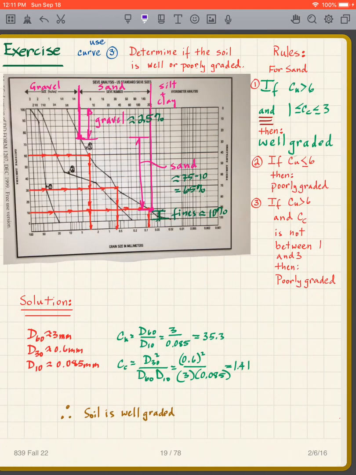Okay, well, this one we read off approximately 3 millimeters. This one we read off approximately 0.6 millimeters, and this one approximately 0.085 millimeters. And plugging those values into Cu, I get 35.3. For Cc, I get 1.41. And what do we find? That Cu is indeed greater than 6. And the Cc is 1.41. It is between 1 and 3, so it qualifies as being well graded. So the soil is well graded.